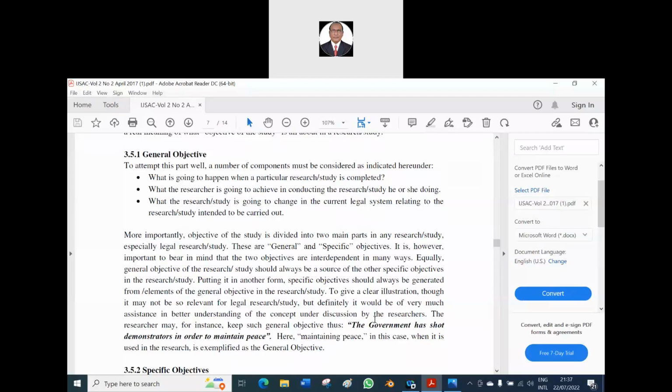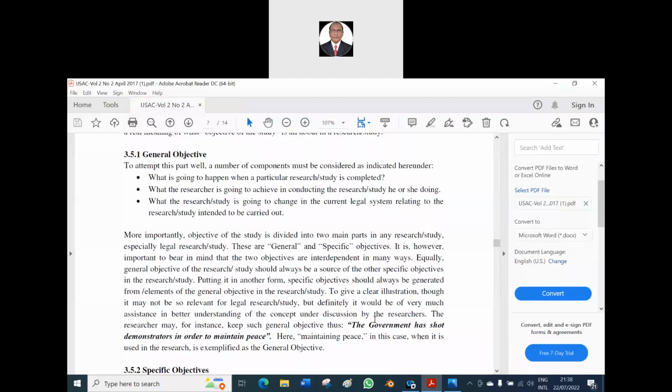Putting it in another form, and I give an example here. Specific objectives should always be generated from elements of the general objective in the research study. Because to achieve the general objective, the specific objectives are the important factors. From the specific objectives only we can reach the general objective. To give a clear illustration, though it may not be relevant for a legal research study, it will definitely be very useful for the researcher to understand what the general objective is and what the specific objective is. So I give an example. Read the example.